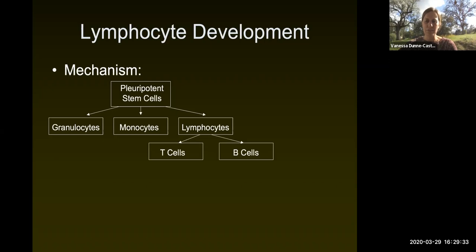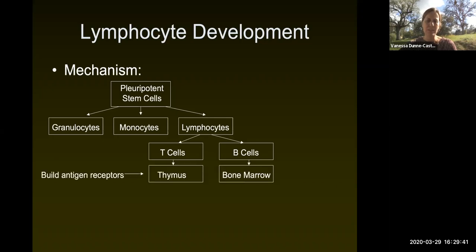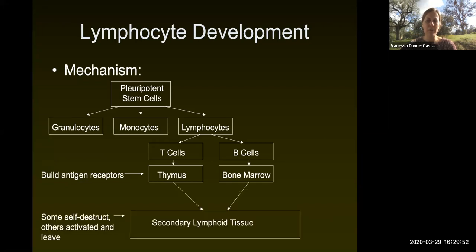The lymphocytic precursors or lymphocytic stem cells can then further differentiate into either T cells or B cells. And then the T cells move into the thymus to gain their antigen receptors. B cells will stay in the bone marrow to gain their receptors. And once they have built their receptors, they move out of their primary lymphoid organ and end up in the secondary lymphoid tissue.